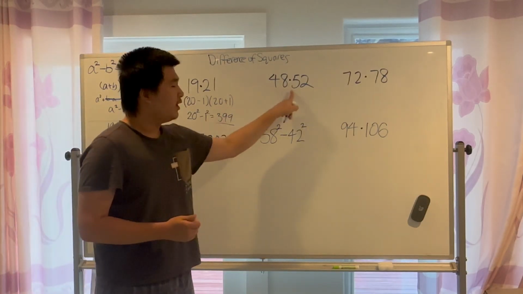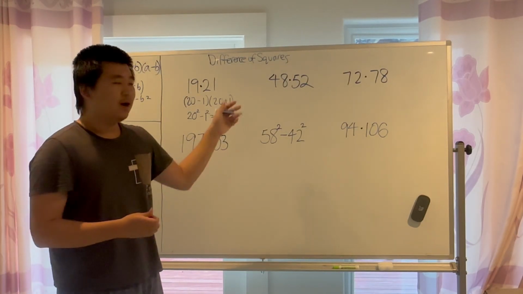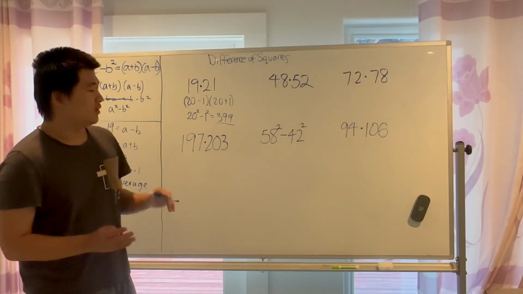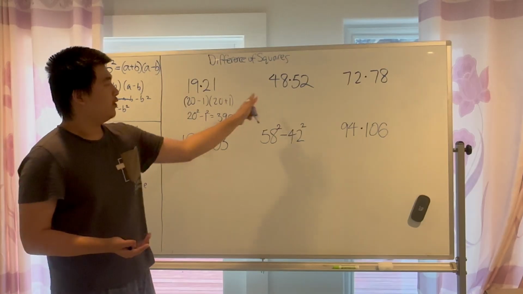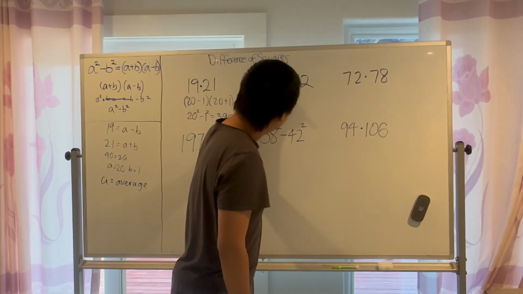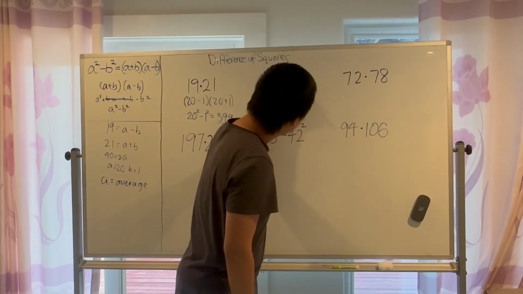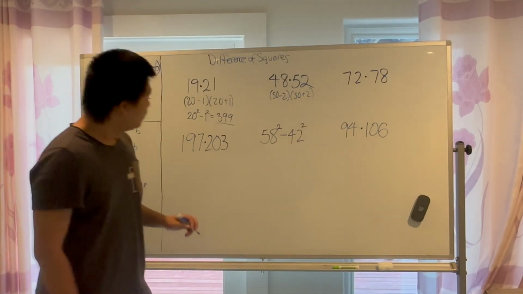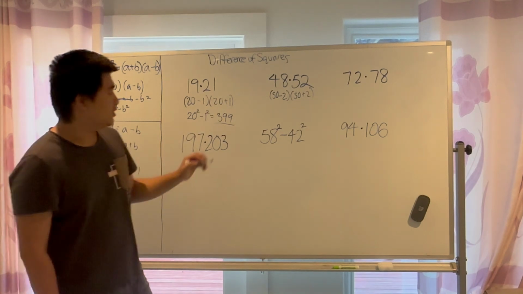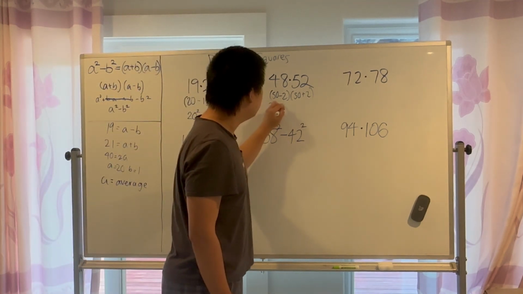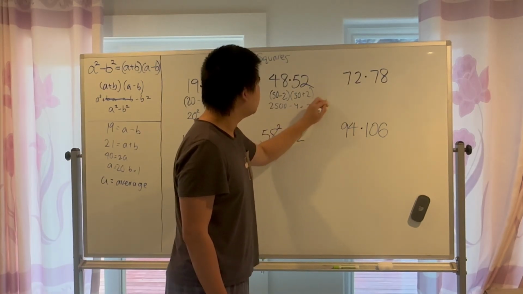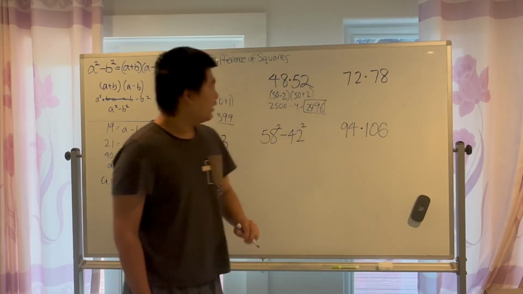For example, 48 and 52, what's their average? Their average is 50, and 50 is a very nice number to square. So that's what we're going to do. 48 times 52, once again, I'm going to write it as 50 minus 2 times 50 plus 2. And so what does that give us? That's 50 squared minus 2 squared, which is 2,500 minus 4, which is 2496. And that's 48 times 52.